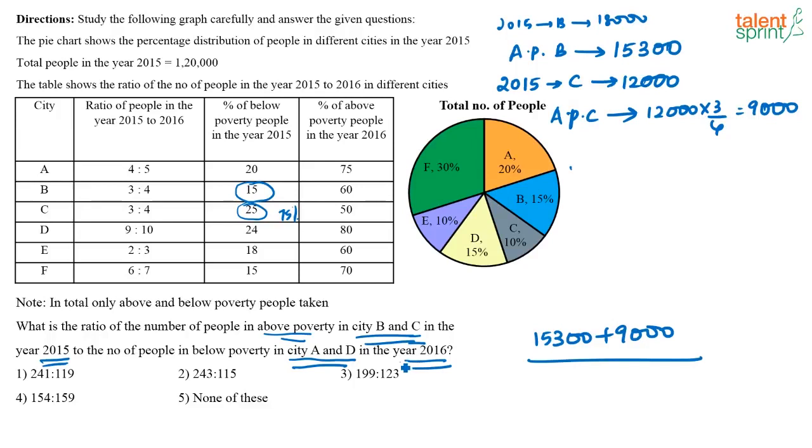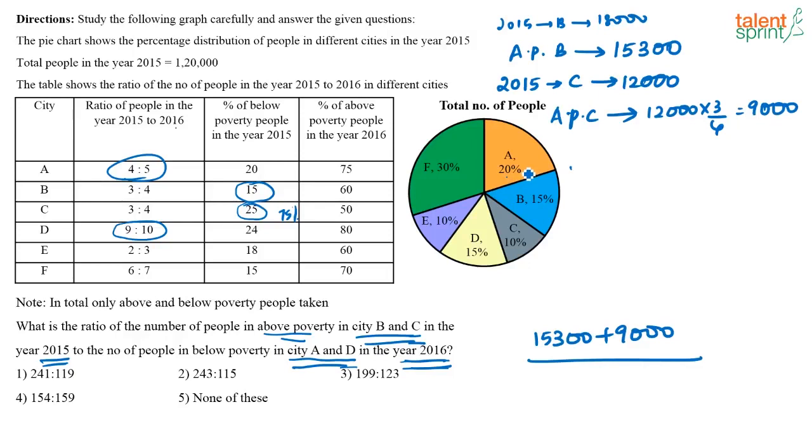Why? See, when it comes to year 2016, they have given here the ratio of the people with respect to year 2015 and 16. So first you have to find out in city A how many people are there in 2015, then based on that find out how many people are there in city A in 2016. Similarly, for city D you have to find out how many people are there in 2015, from that you have to find out how many people are there in 2016, right? So how will you do that? Again, a very calculative step here. How will you do that?